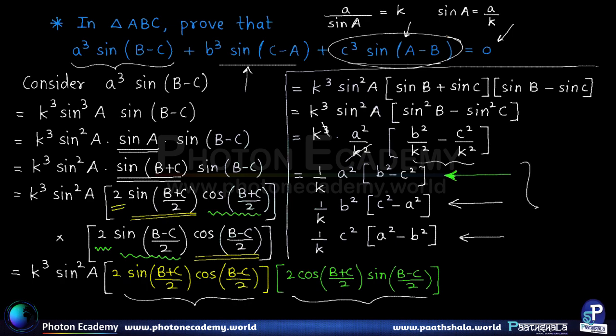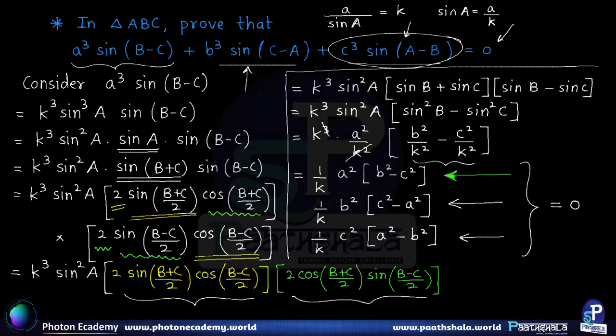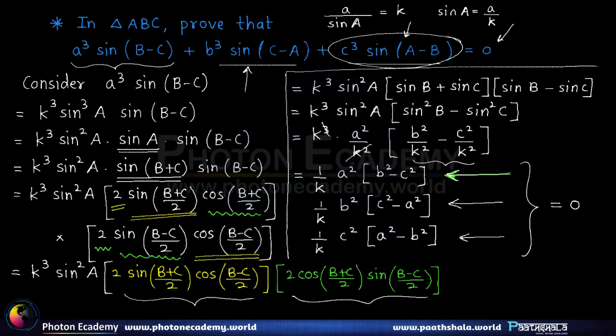Now if you add up all these terms, everything will get cancelled and finally we will get 0. So in this way we prove the given statement. The idea was, considering the cyclic nature of the terms involved, we take a single term first and simplify it to the extent that we can do the similar simplification for the other two terms, so that the terms can easily get cancelled and hence result in 0.